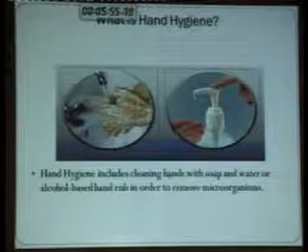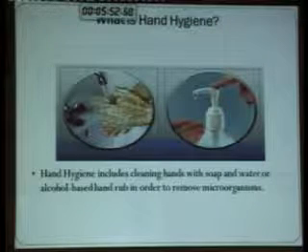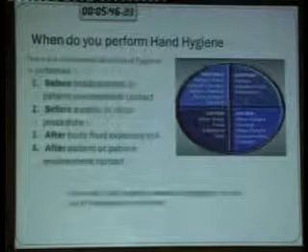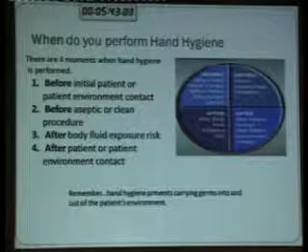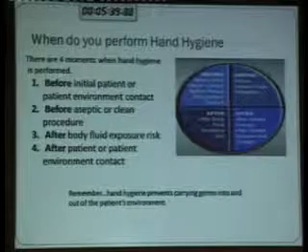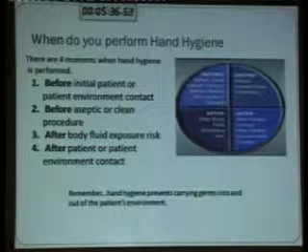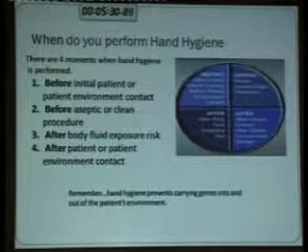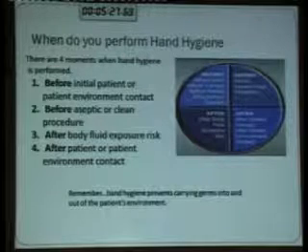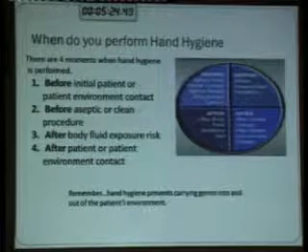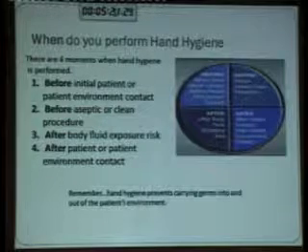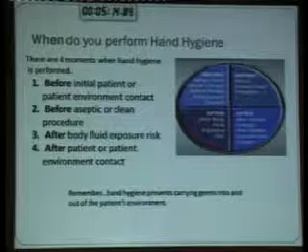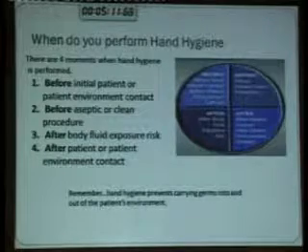So either you clean your hands with soap and water or alcohol-based hand rub in order to remove microorganisms. And when do you perform hand hygiene? Number 1 is before initial patient or patient environment contact. That's going before surgery or even going into an ICU setup, before aseptic or clean procedures anywhere in the wards, in OT, in ICU, wherever, and after the blood fluid exposure risk, and after the patient or patient environment contact. These are the 4 situations where hands must be washed.